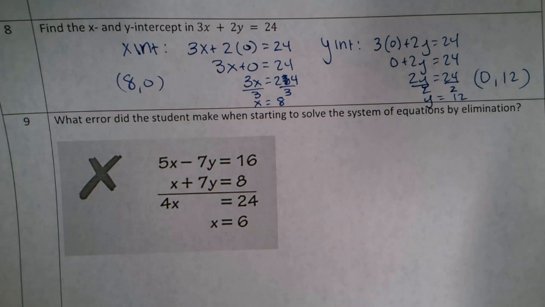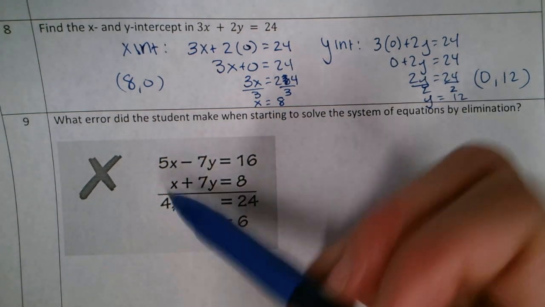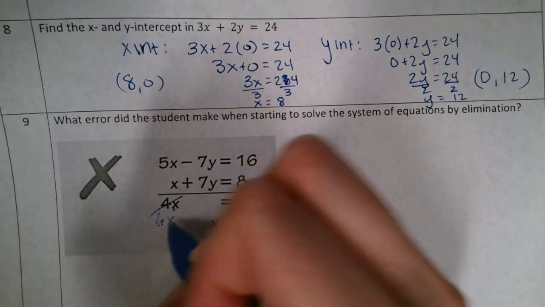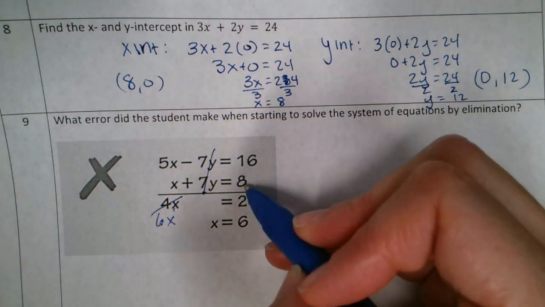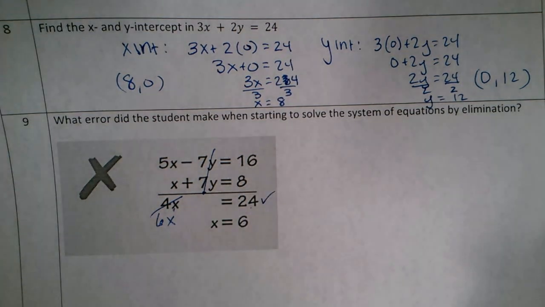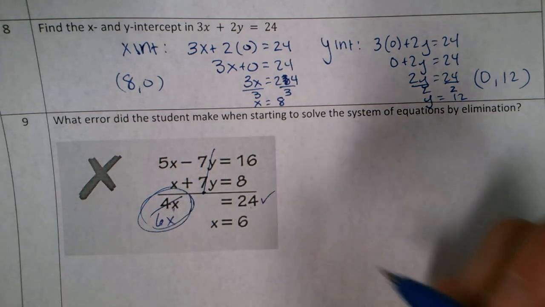Number 9. What error did the student make when starting to solve the system of equations by elimination? Here we want to add. This should be a 6x. If we add these, they cancel. That's correct. If I add these, I get 24. That's correct. So their error is here. They subtracted instead of adding.